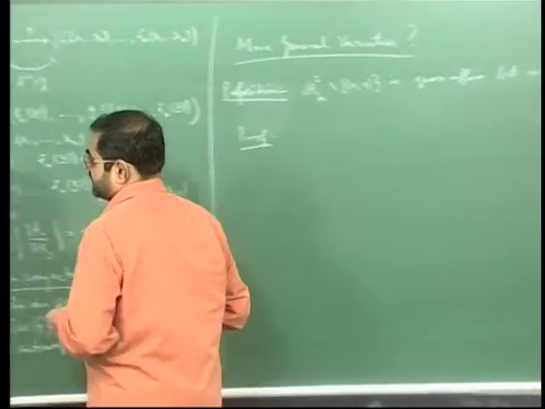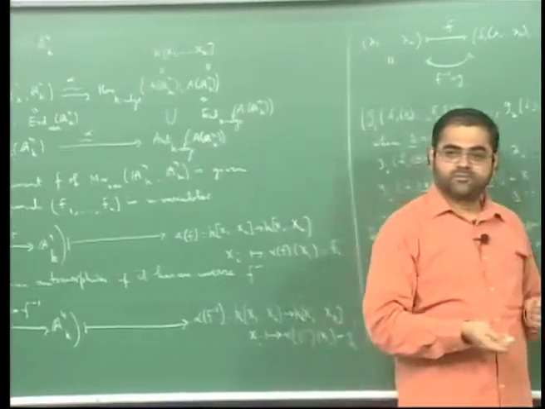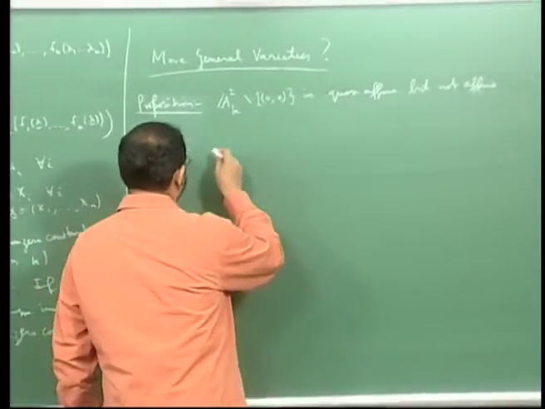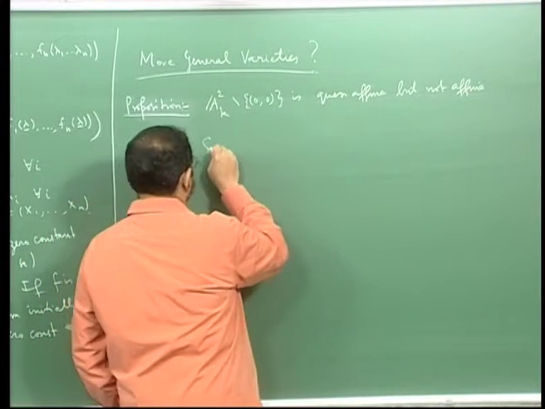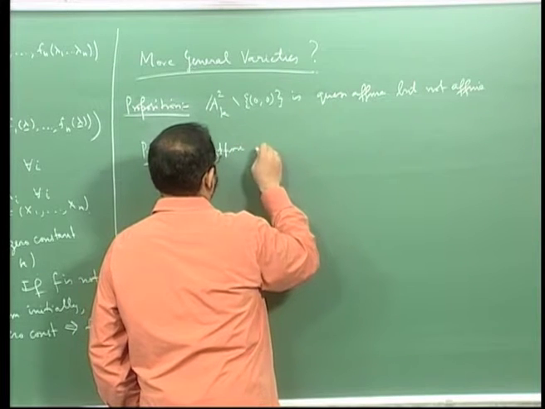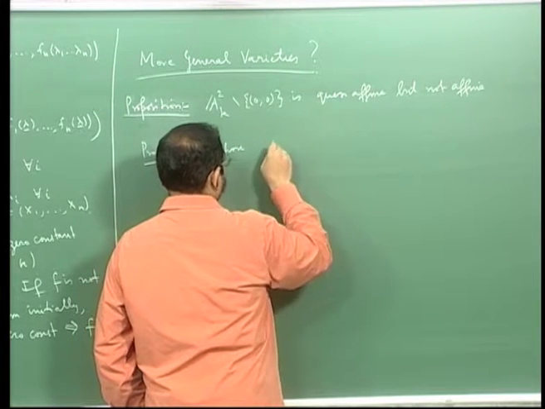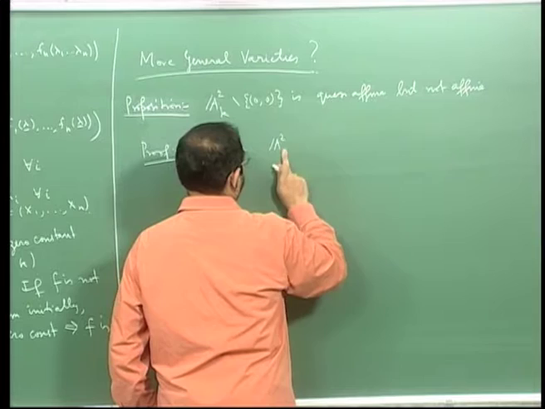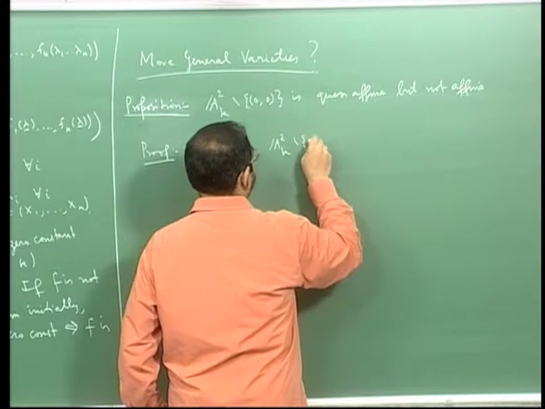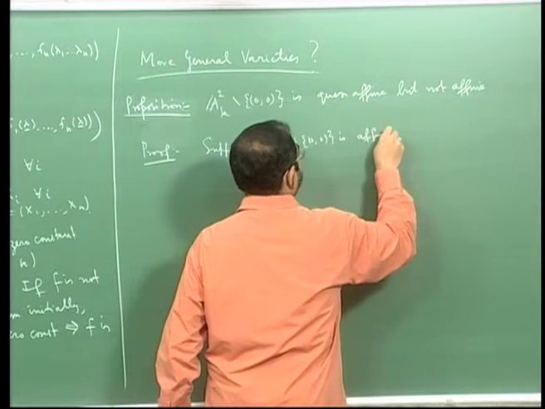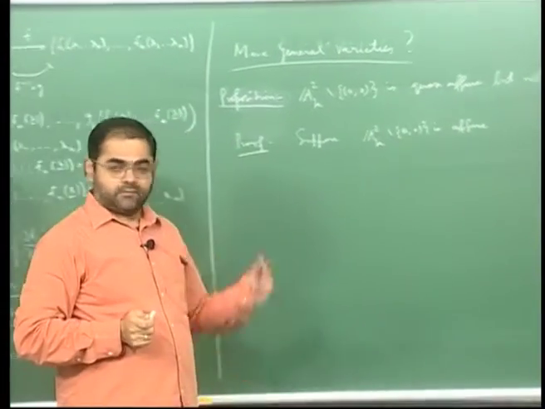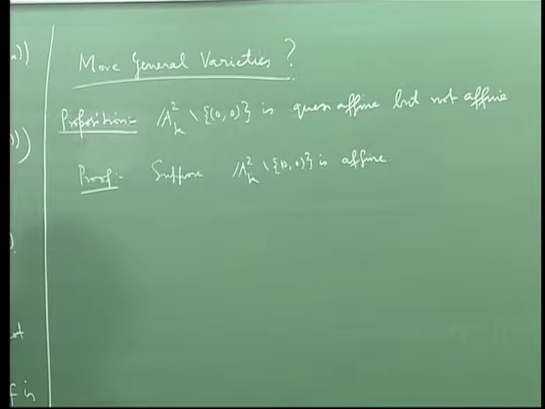we use all the techniques that we have developed so far, at least some of them. So we prove by contradiction. Suppose A2 minus a point, A2 minus the origin, the punctured plane, is affine. Now again what that means is that I am assuming that it is isomorphic to an affine variety.